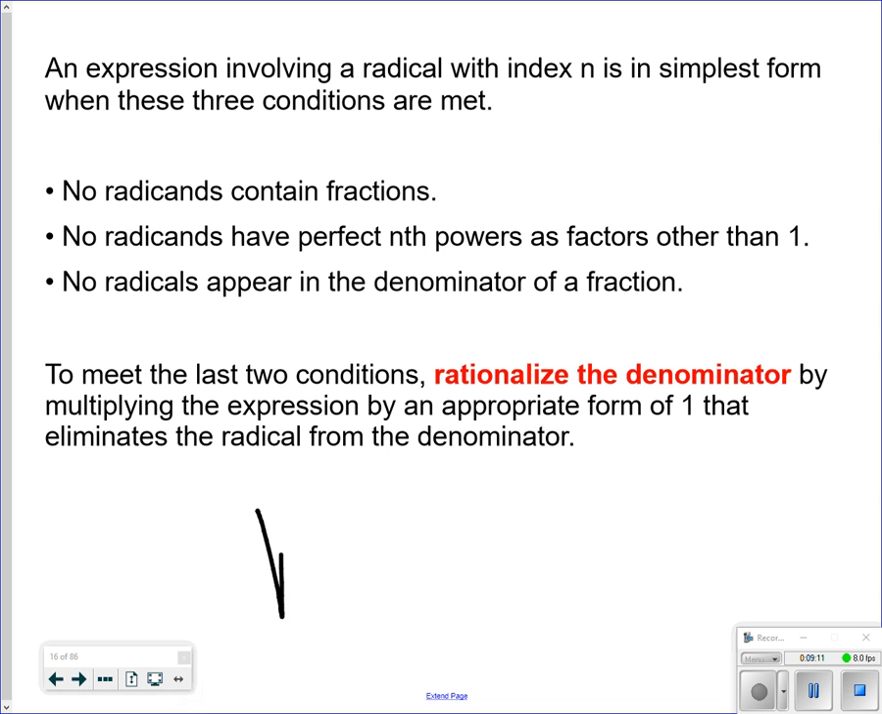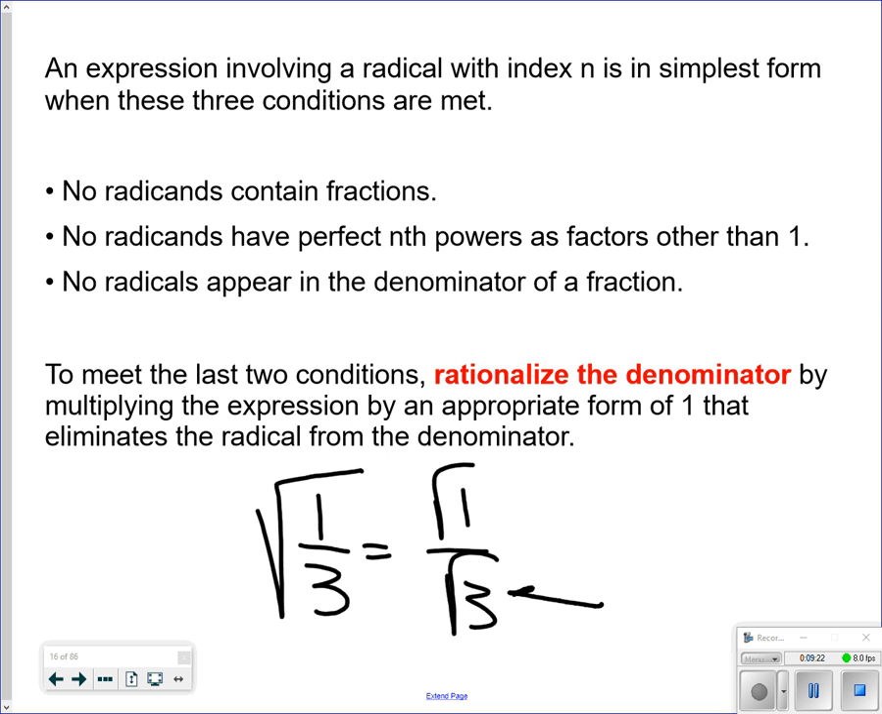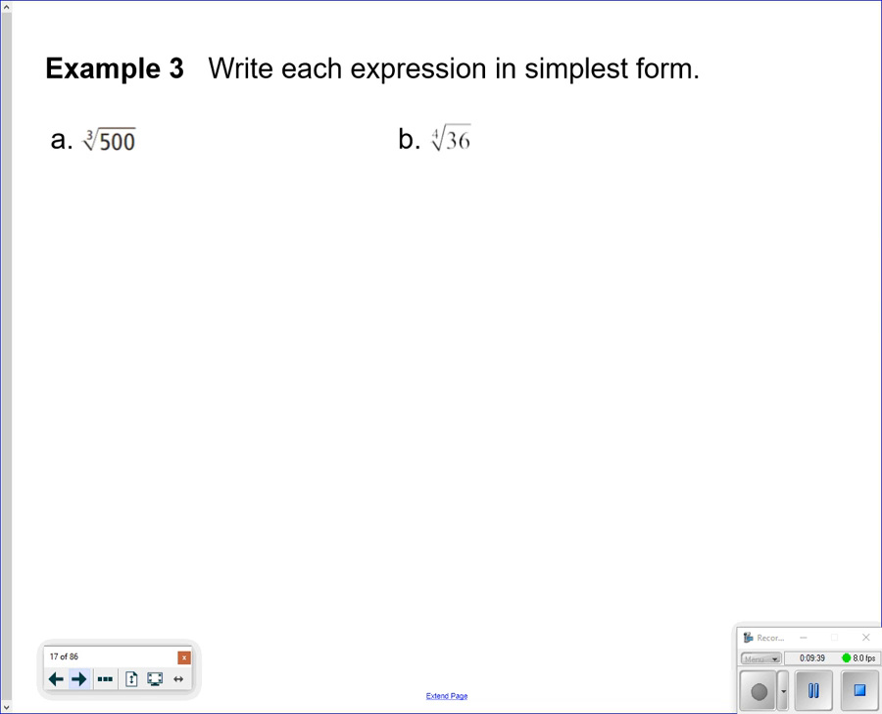If you have a fraction, you can't have a fraction under a radical, and you can't have a radical in the denominator. If you have either one of those, you have to fix it. You have to rationalize the denominator. So no fractions, no perfect nth power factors, and no radicals in the denominator. So here we go. This is the simplest form that we just talked about.